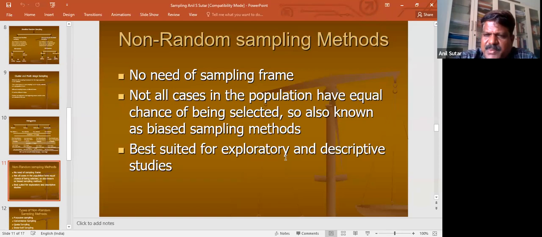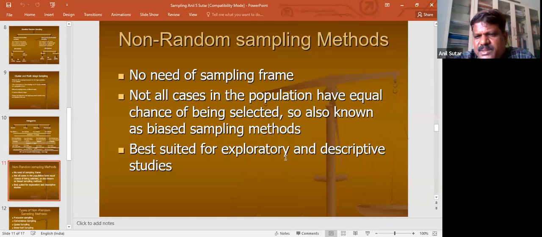And as I told you in the beginning, if you are interested to study respondents, some population which are quite unorganized, very transitionary in nature, quite mobile, not stationary, a transitionary population, unorganized, also undocumented.